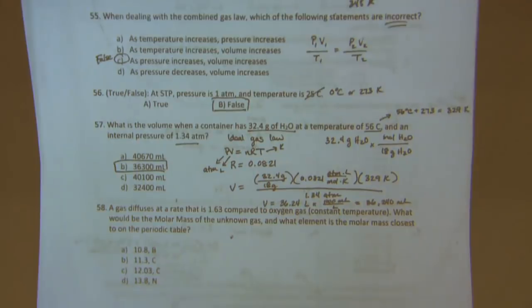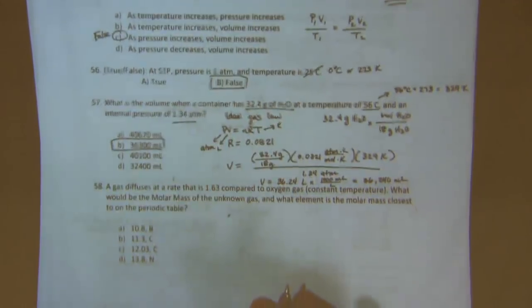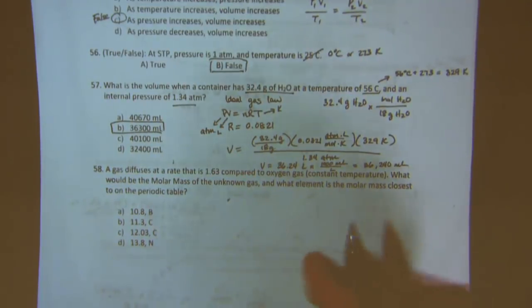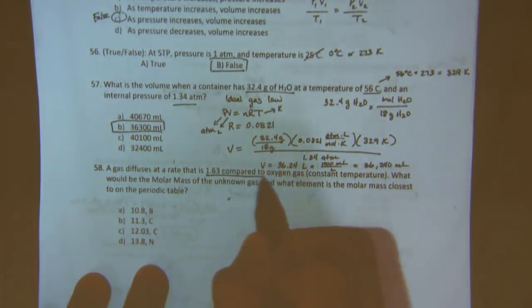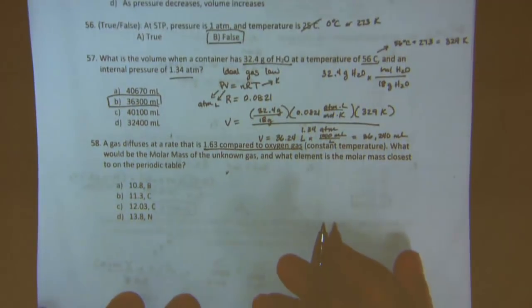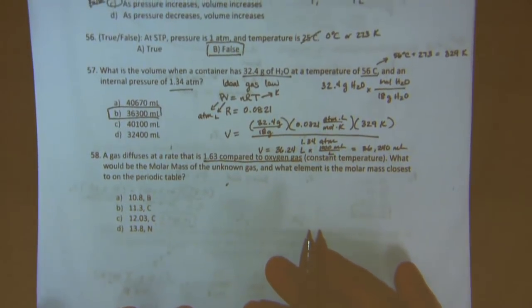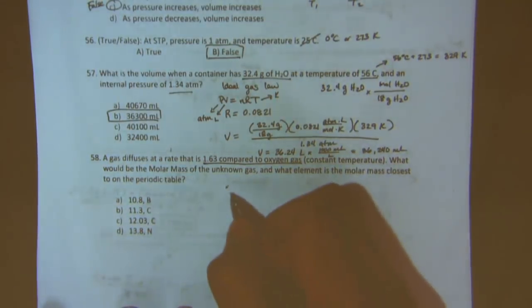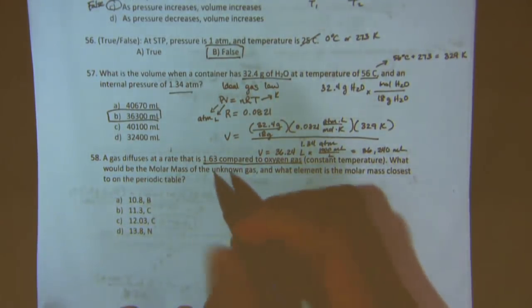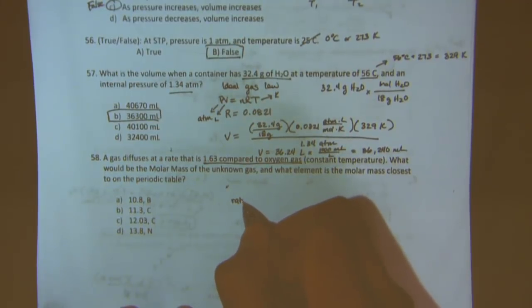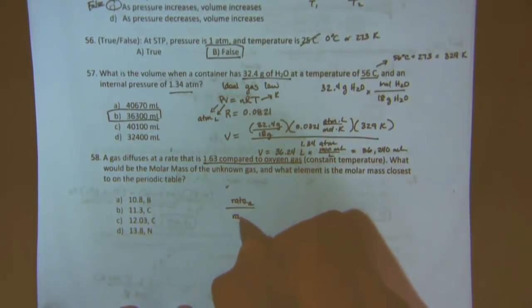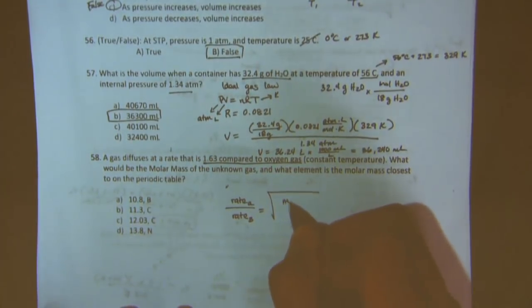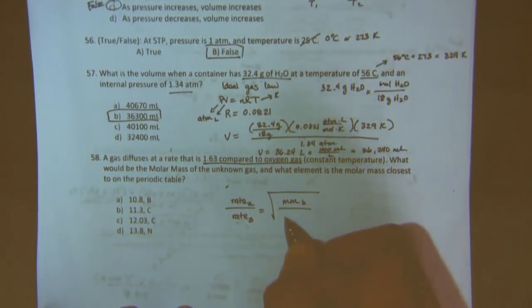Any questions? Okay, cool. So 58, a gas diffuses at a rate of 1.63 compared to oxygen gas at constant temperature. What would the molar mass of the unknown gas be, and what element is the molar mass closest to on the periodic table? So we have to remember how our rates of diffusion relate. So we have rate of gas A over rate of gas B is equal to the square root of the molar mass of B over the molar mass of A.